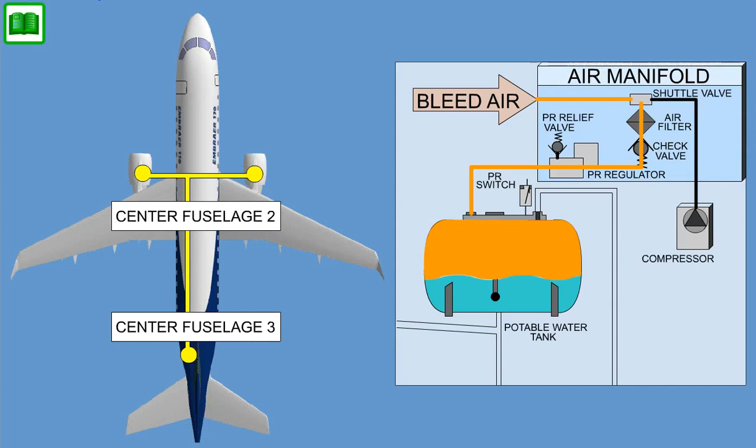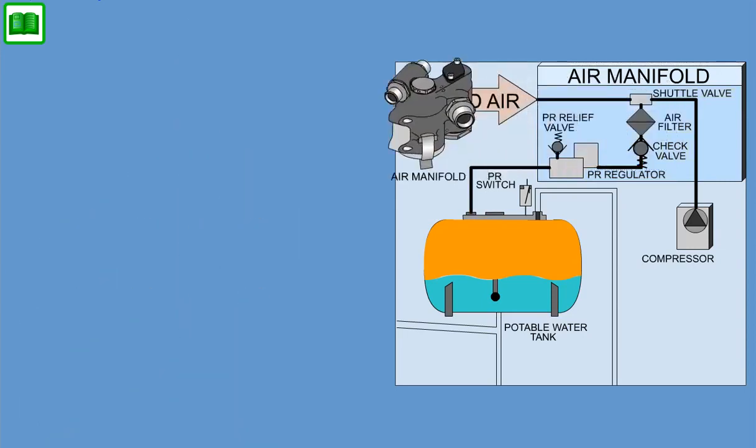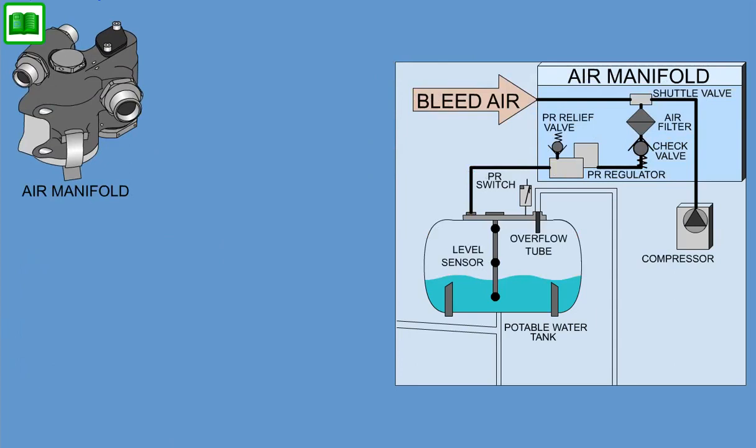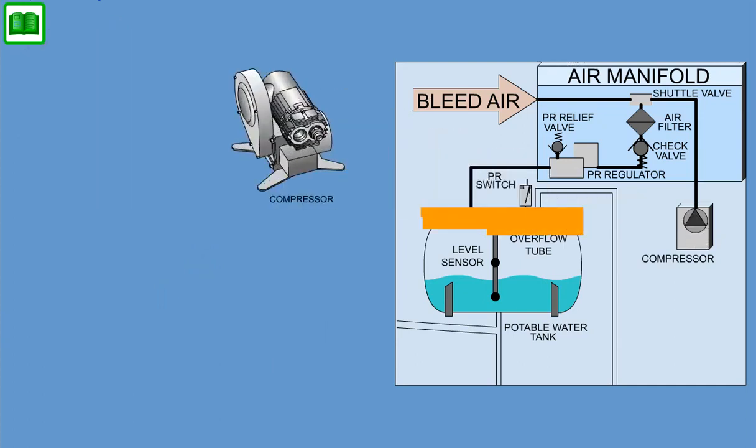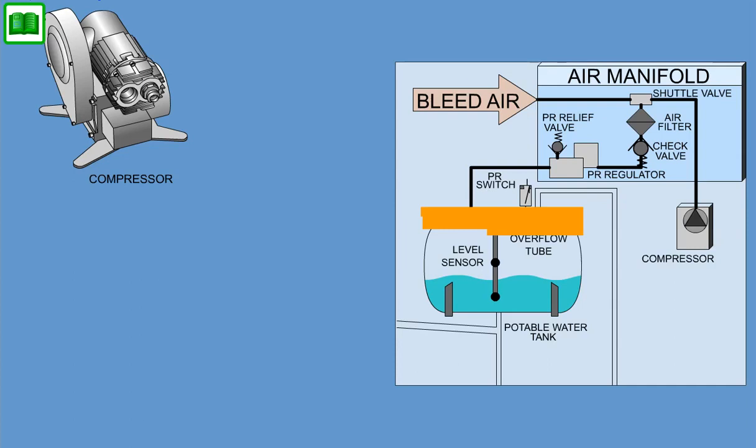The air manifold includes a shuttle valve, regulator, air filter, check valve, and pressure relief valve. The air manifold regulates the incoming air pressure to the working pressure level, cleans the air, prevents water from entering the air system, and prevents overpressure in the water system. The optional air compressor is provided to improve the pressure stability of the system when bleed air pressure is insufficient.